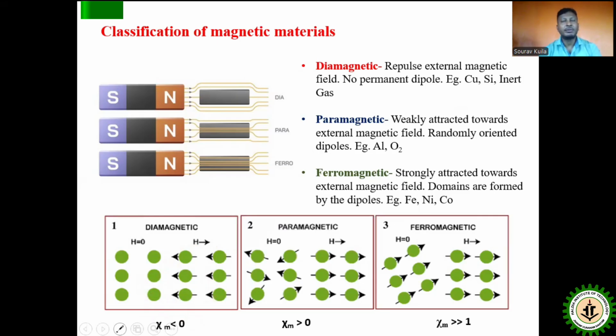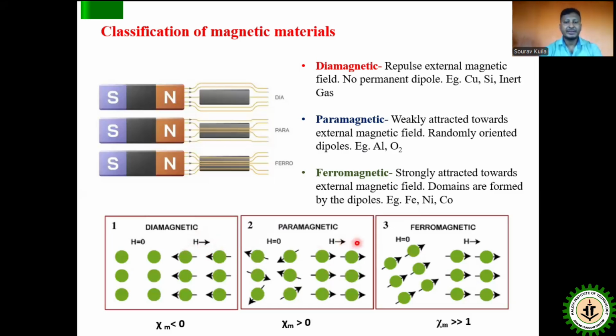Chi m is the parameter which defines how easily a magnetic material can be magnetized when you apply an external magnetic field. Chi m is called magnetic susceptibility. In the case of diamagnetic material, the magnetic susceptibility is negative because the direction of the magnetic dipole moment is opposite to the applied magnetic field.